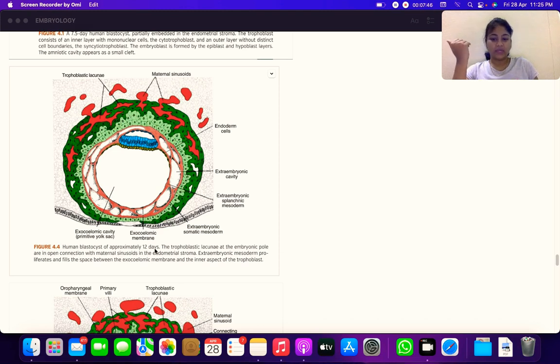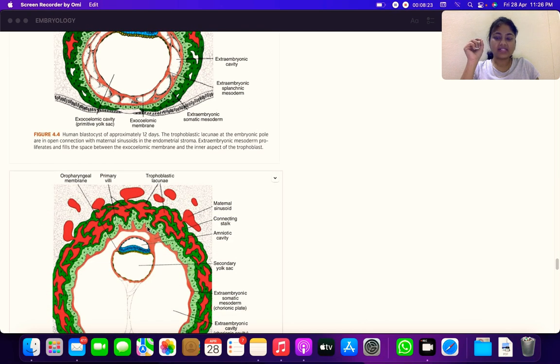So at approximately 12 days, inside the inner trophoblast, there is a tissue called the extraembryonic mesoderm. It is called extraembryonic because it is outside the embryonic disc. This extraembryonic mesoderm is divided into splanchnic and somatic mesoderm. Splanchnic is the one that is coming in contact with the yolk sac, and somatic is the one that comes in contact with the trophoblast. In between these two mesoderms, you have a cavity called the extraembryonic cavity.